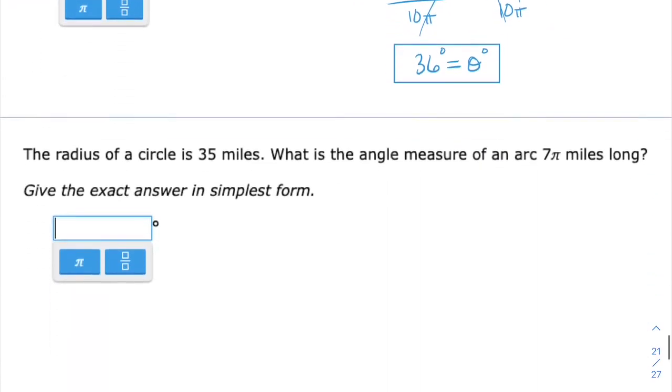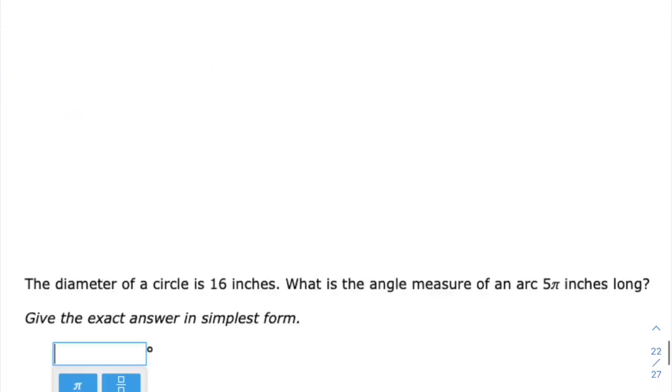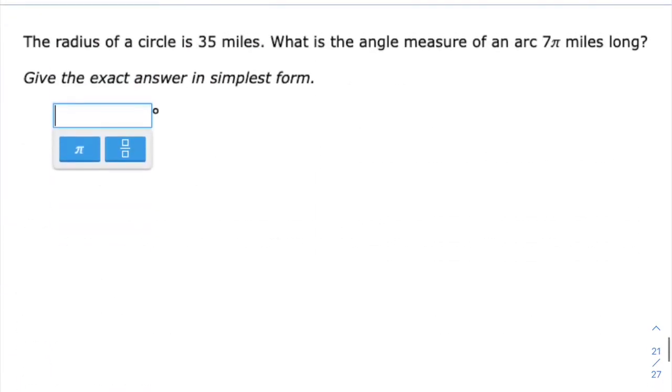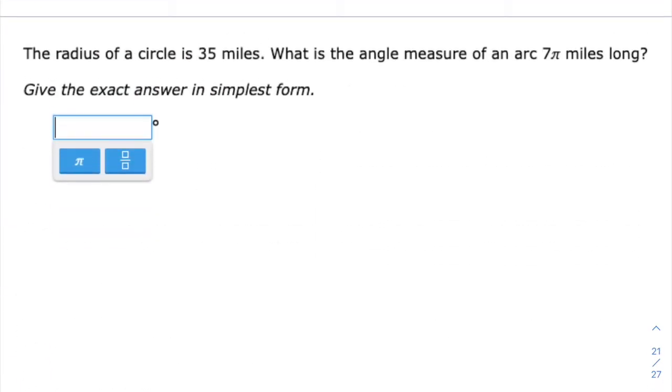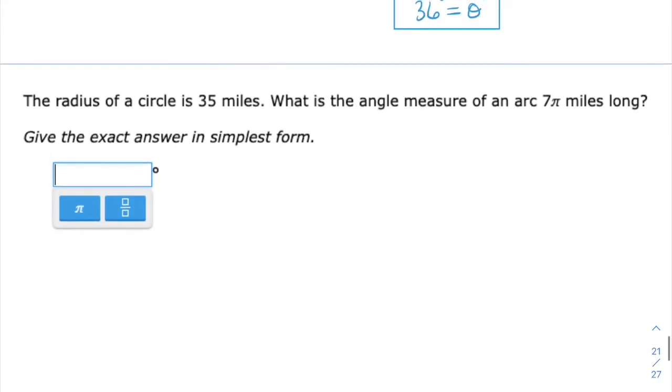Okay. The last two are word problems, really, that's all. We're going to do the same thing, but it gives us a radius and it gives us our arc length. So here's a radius. Radius is 35. And the arc is 7 pi miles long.